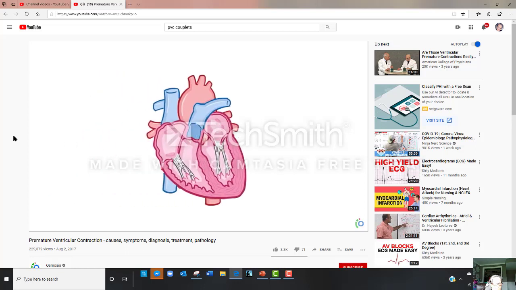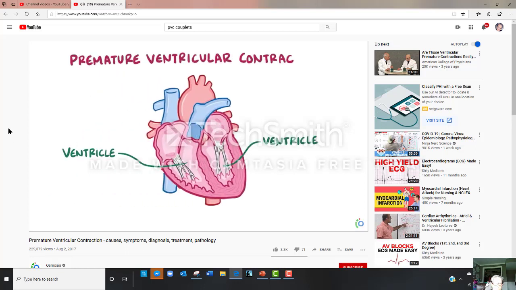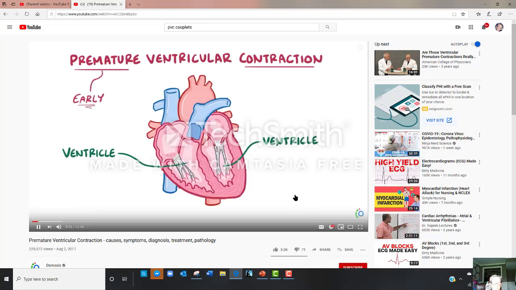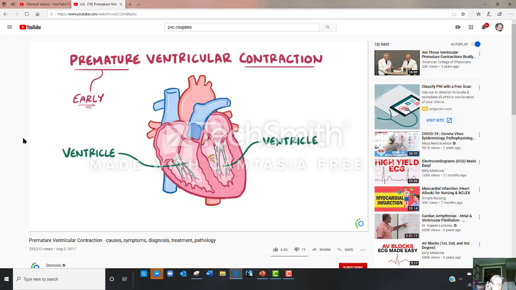The heart has 2 lower chambers, called the ventricles. So a premature ventricular contraction is when the ventricles contract earlier than normal in the cardiac cycle. This happens because an abnormal contraction signal, called a depolarization, originates from somewhere in the ventricles, rather than coming from the pacemaker cells.